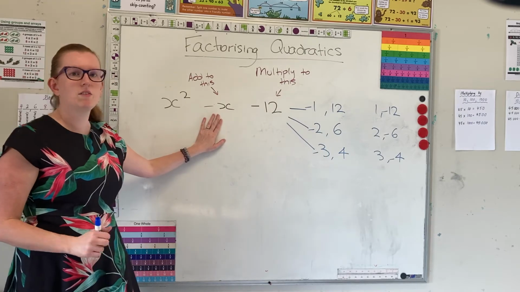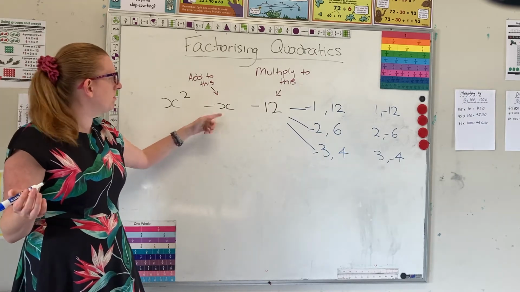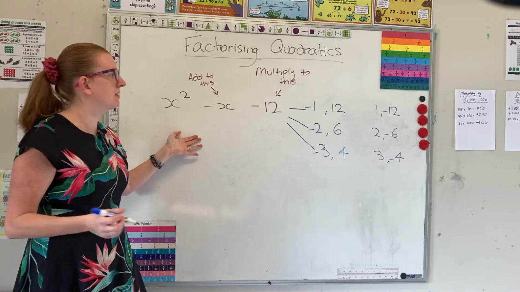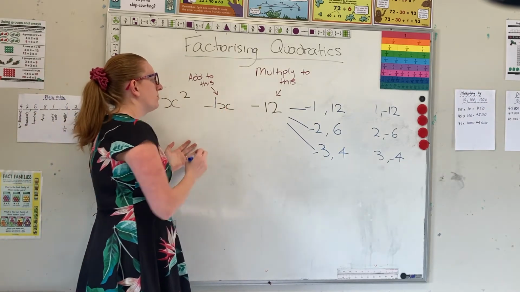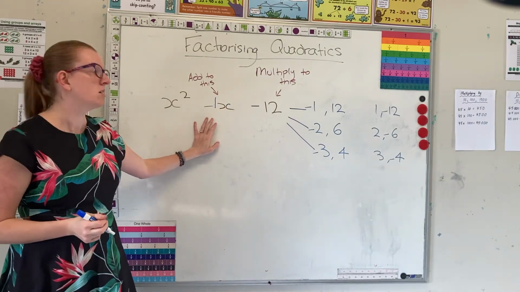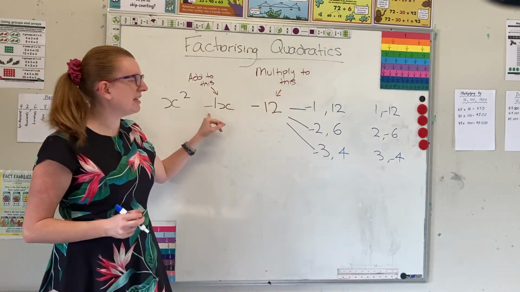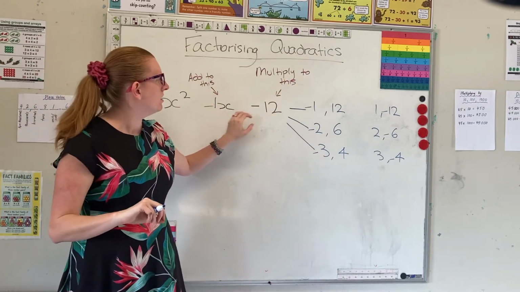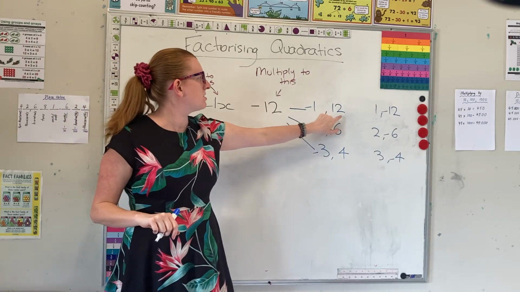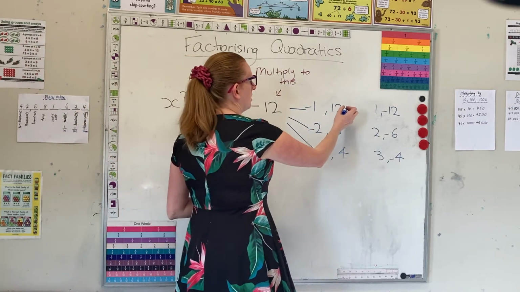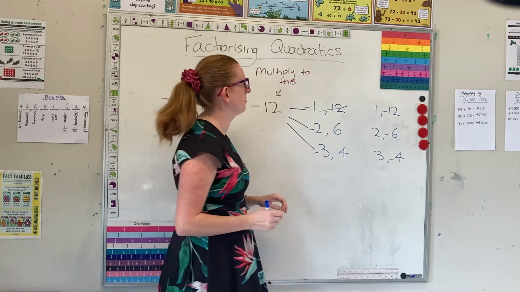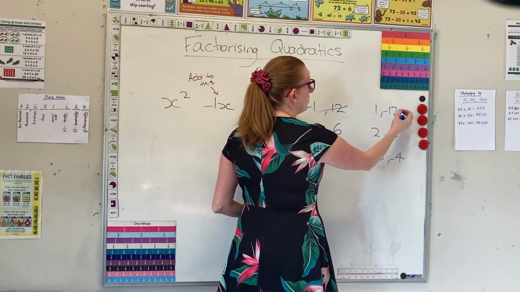Now, if you ever see a negative x, what number am I not bothering to write here? There's a secret 1 in there. So this is negative 1x. So I'm looking for a set of numbers that add together to give me negative 1. All right, so minus 1 plus 12 gives me positive 11. It's not that one. Positive 1 minus 12 gives me negative 11.